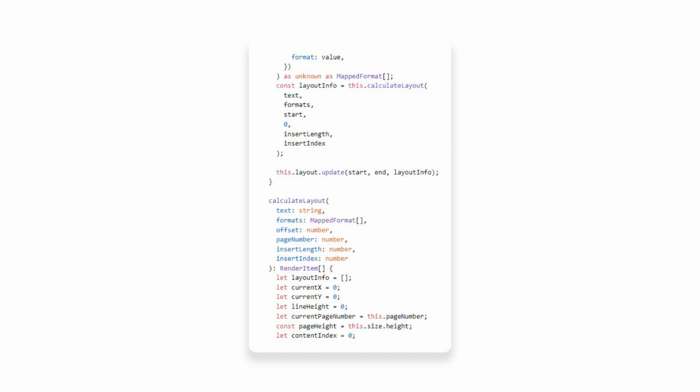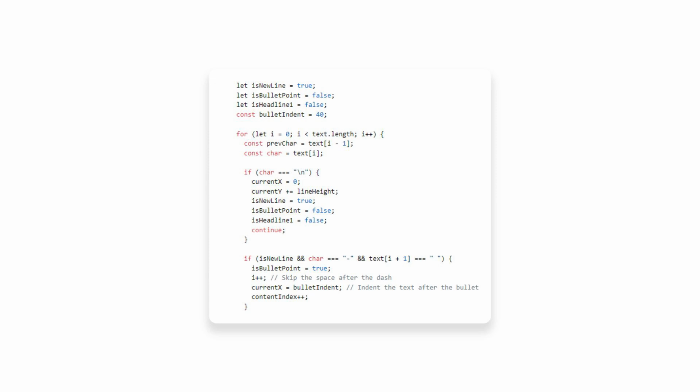4. Initiating calculate layout. The calculate layout method initializes variables to prepare for layout calculations, including position tracking, current X, current Y, line height, and page number. This is an exciting and crucial portion of the editor as it handles character positioning and caching. This continues the calculate layout method.